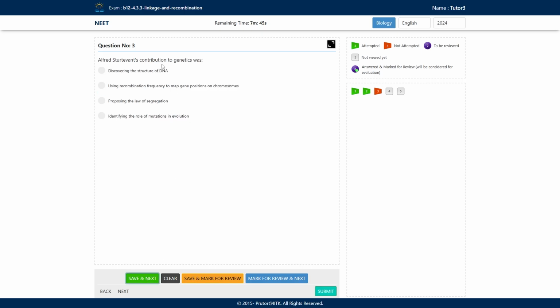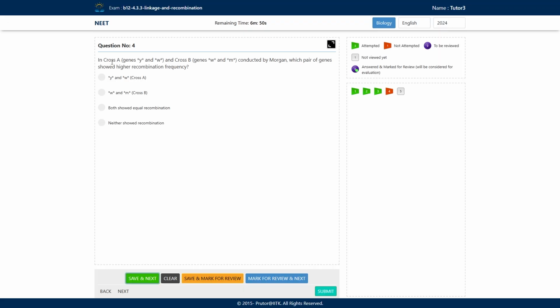Next, Alfred Sturtevant's contribution to genetics. He was a student of Morgan. What was his contribution to genetics? Option A, he discovered the structure of DNA. Option B, used recombination frequency to map the genes' positions on the chromosomes, which was used to create genetic maps. Next, proposed the law of segregation. And the fourth one is identifying the role of mutations in evolution. What would be the correct answer here? The correct answer will be option B. So Sturtevant used recombination frequency for mapping the genes on the chromosome.